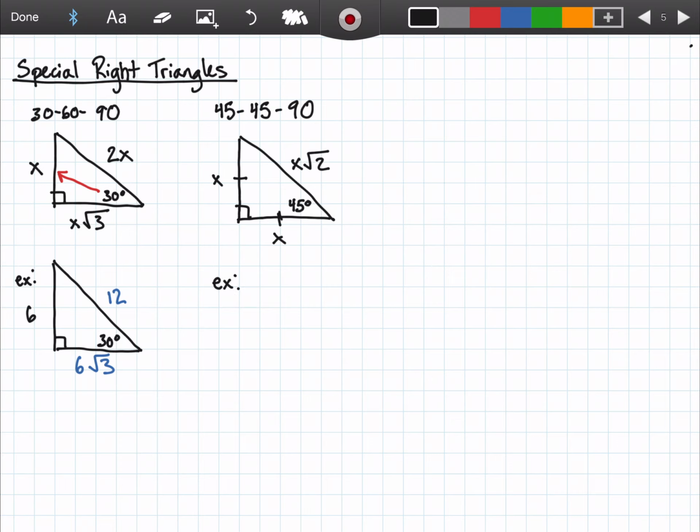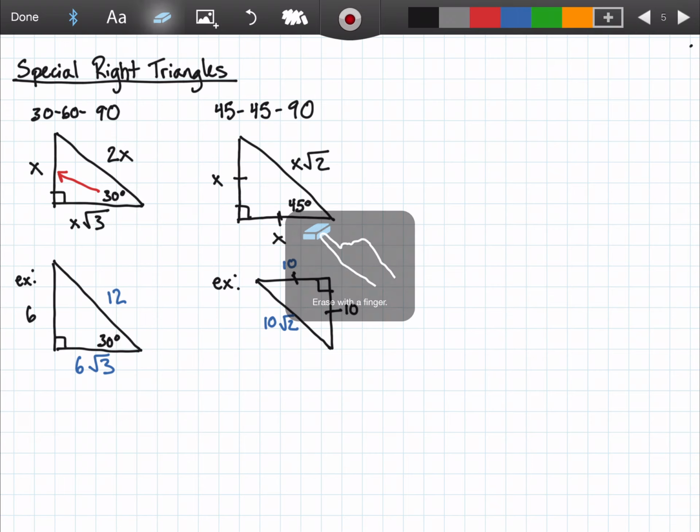So for example, if I know those are congruent, then I know those base angles are 45, and that's going to work. So if this was 10, well, that would make this other side 10 and the hypotenuse 10 square root of 2.